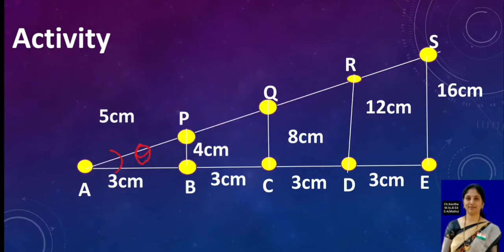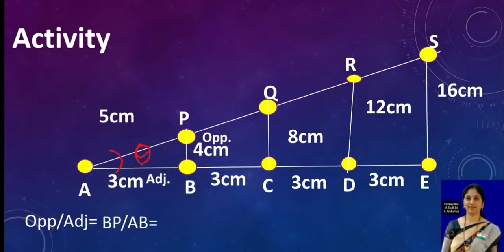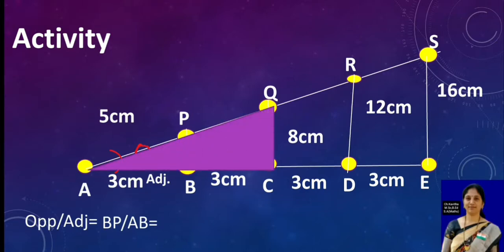Now with the same activity, we can examine the ratio of the opposite and adjacent. So just check that, opposite by adjacent. Here opposite by adjacent gives 4 by 3, so BP by AB. Okay, now consider the other triangle, that is ACQ. Here opposite is 8 and adjacent is 3 plus 3, that is 6, so we can cancel. After cancelling we get 4 by 3. Previously also we got 4 by 3, so here also the value is the same.